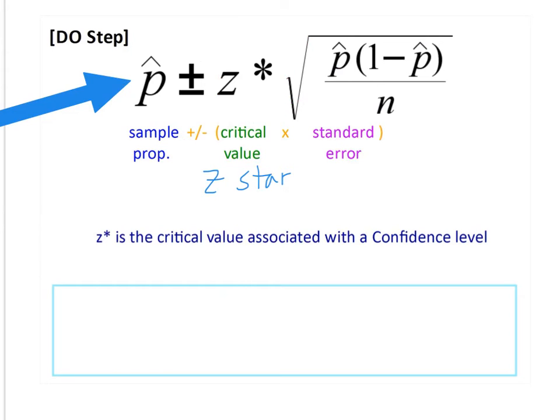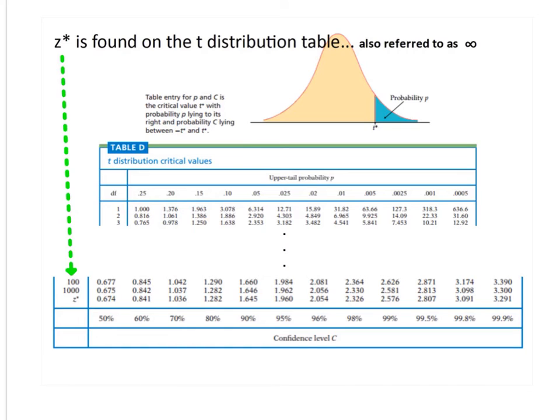I checked the condition to make sure I could use it, and we've seen p hat, but this Z star is the critical value associated with a confidence level. And you may be thinking, how do I find Z star? Well, Z star is found on the t-distribution table that you actually got in class today. So you got this table, and I said, use this in the video. This is what I was referring to. So Z star is found at the very bottom of the table. It's the last row. And you see it says confidence level, and it gives me all these different levels.